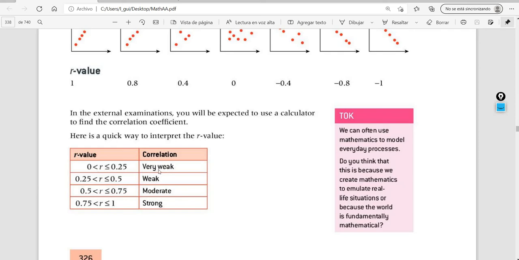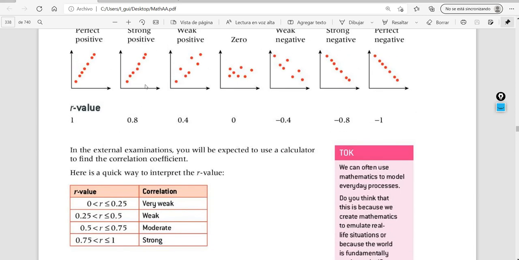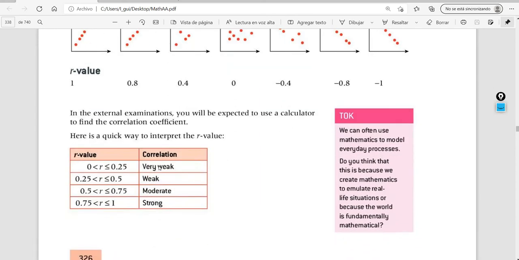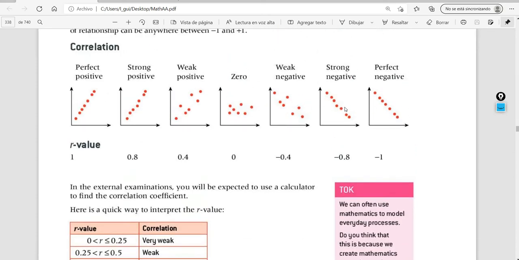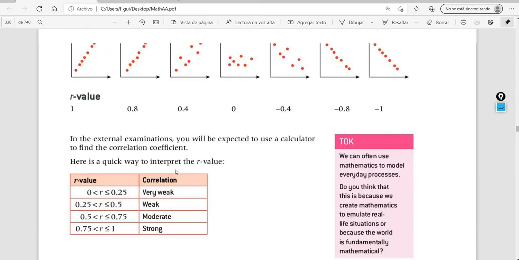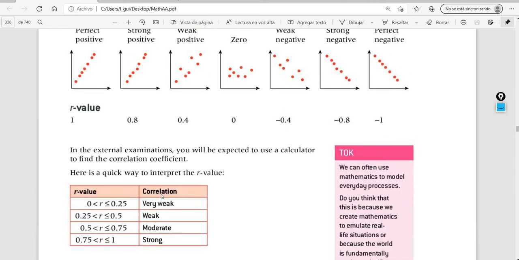Between 0 and 0.25, we consider the correlation to be very weak. Between 0.25 and 0.5, a weak correlation, and so on. A strong correlation would be something from 0.75 to 1, which would look like this. Strong positive correlation. And the same ideas, the same things, but negative, right? Like instead of these values, we have between 0 and minus 0.25. That would be very weak negative correlation, etc.